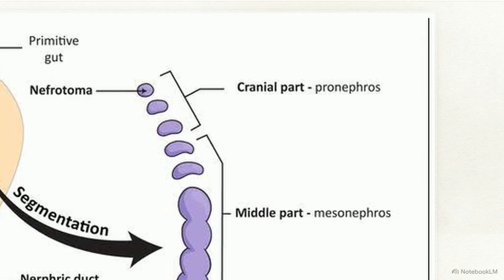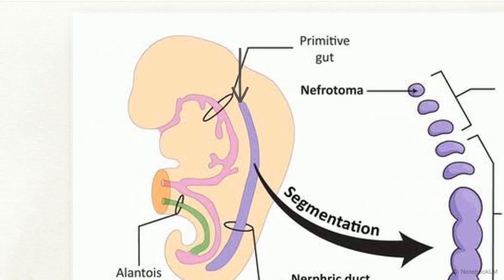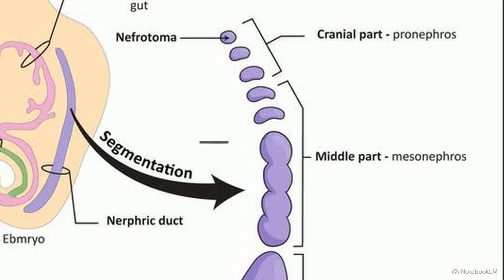The pronephros is the first prototype, appearing early in week 4 as the most cranial part of the system. It is located high in the cervical region of the embryo. In humans, this system is entirely vestigial and non-functional, degenerating almost as soon as it appears. As the pronephros fades, the second stage, the mesonephros, activates immediately.